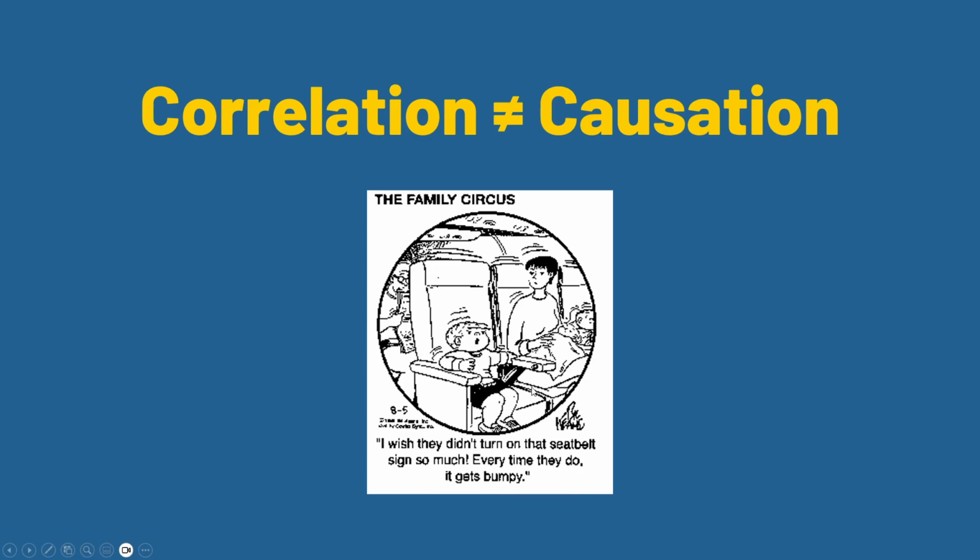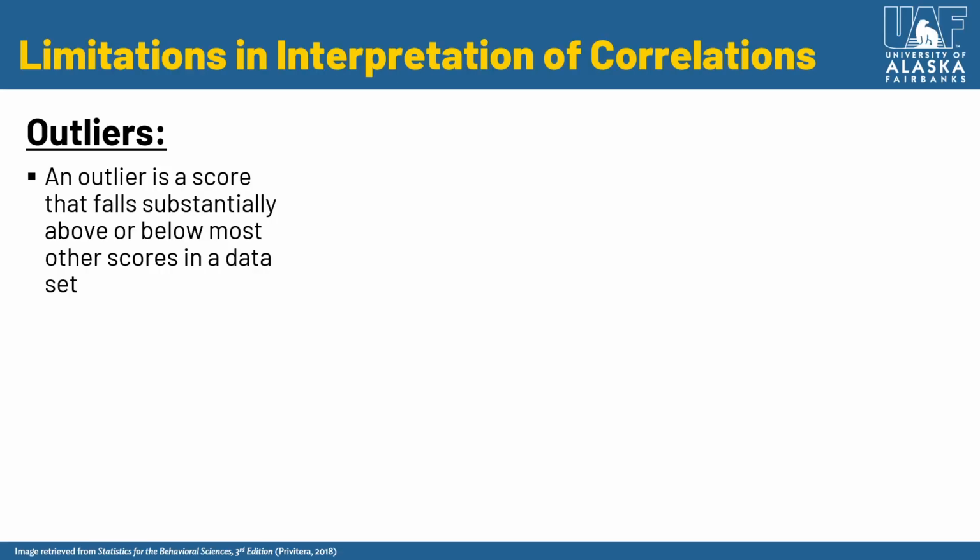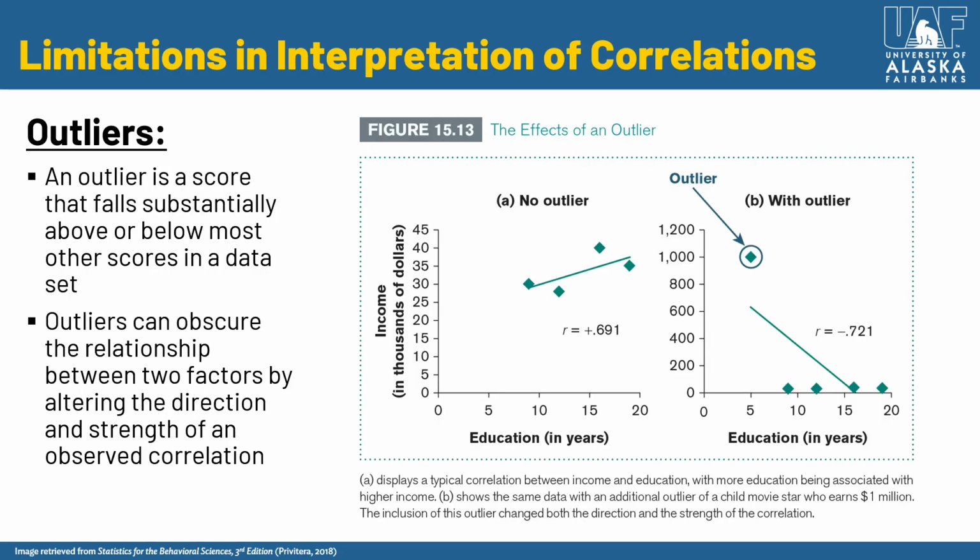So for an example of correlation and causation, this is a really pixelated comic here. It's this little kid on an airplane bouncing around, and he says, "I wish they didn't turn on that seatbelt sign so much. Every time they do, it gets bumpy." Right? So that's a classic bias or fallacy in judgment, thinking that it gets bumpy because they turn the seatbelt sign on. So this is misunderstanding correlation and causation. Okay, so hopefully that helped to explain that a bit.